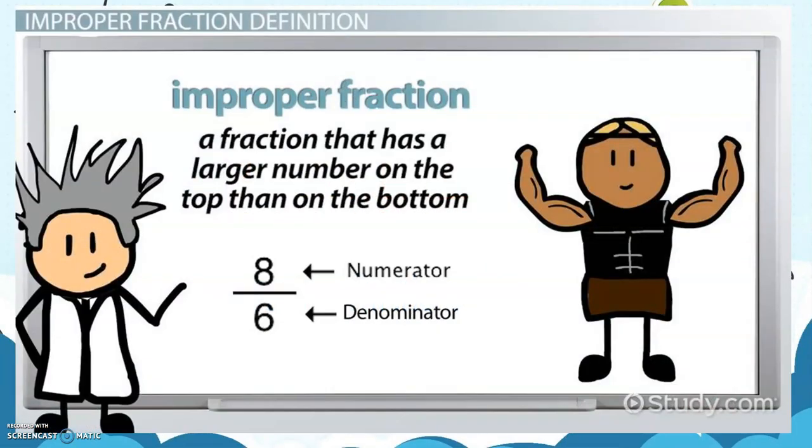Second is improper fraction. So what is an improper fraction? A fraction that has a larger number on the top than on the bottom. So this is the top. The top number is 8 and here is 6. So the larger number, 8, is greater than 6. So 8/6 is an example of an improper fraction. 8 is the numerator, 6 is the denominator.